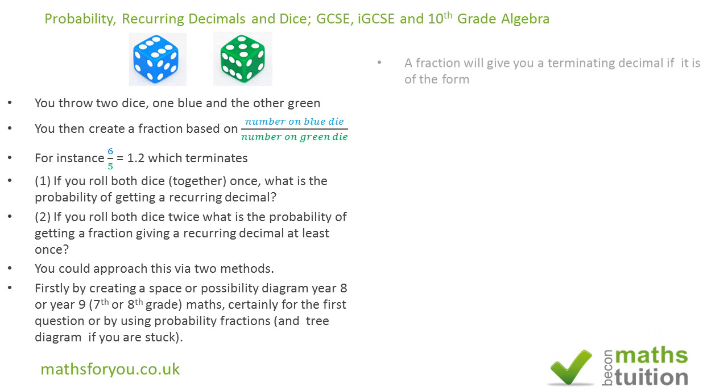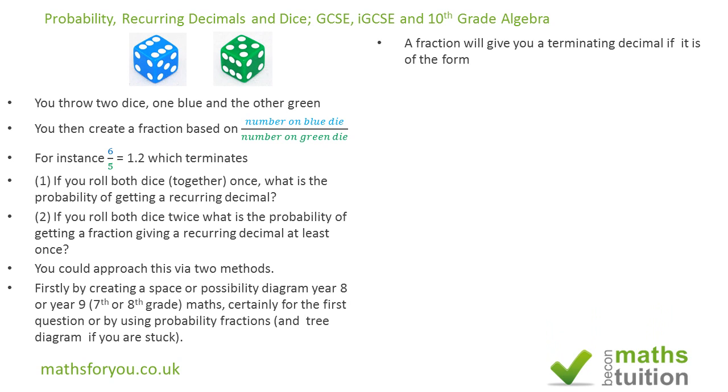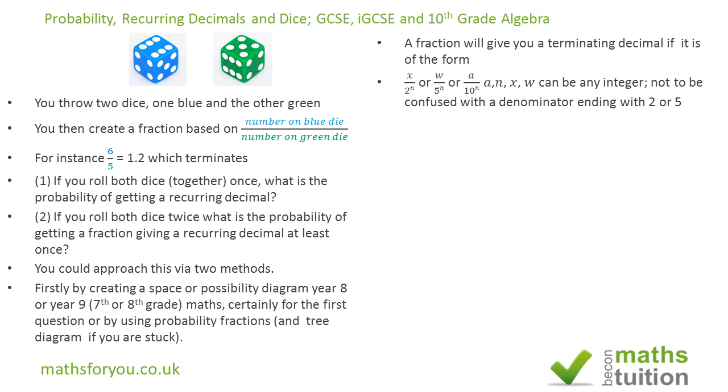So, right, now how do we get terminating decimals, and how do we know when we get recurring decimals? Now, to have a fraction that gives us terminating decimals, the denominator has got to be either 2 to the power n, or 5 to the power n, or 10 to the power n, where n is an integer. Now do not confuse 2 to the power n with a number ending in 2 or a number ending in 5.